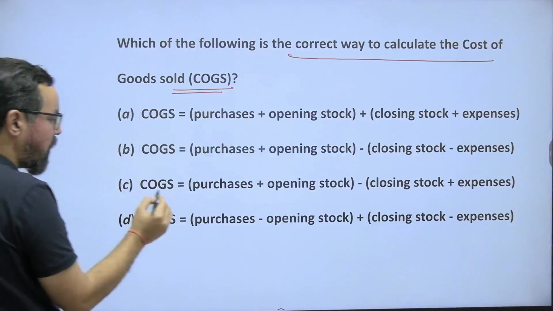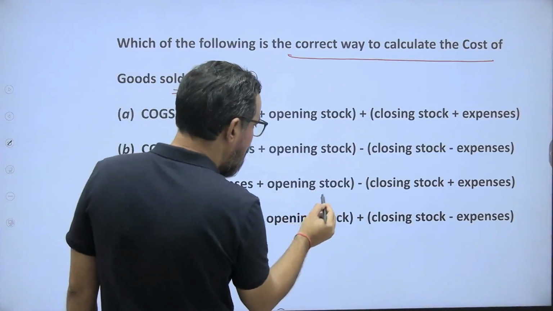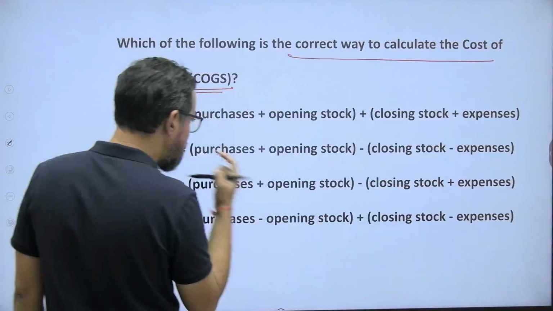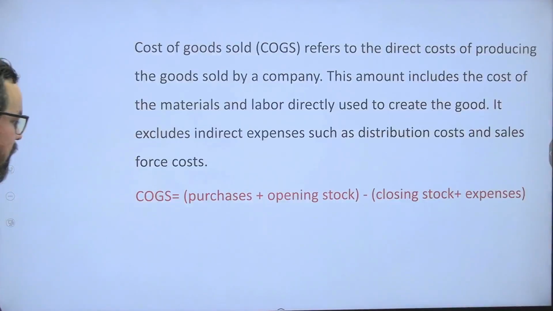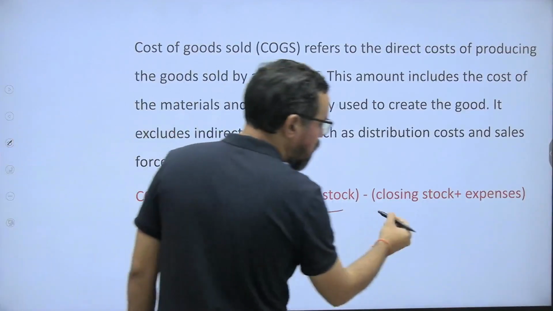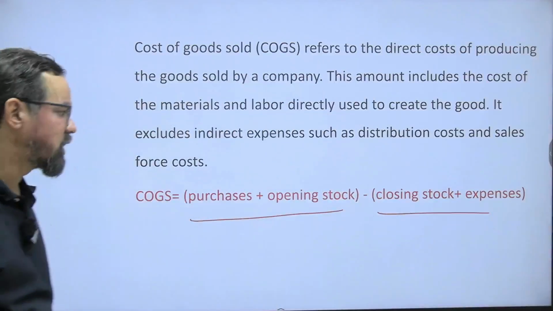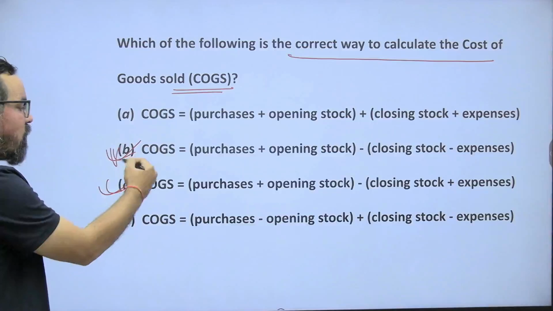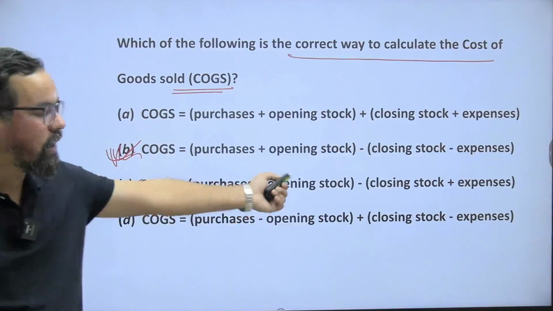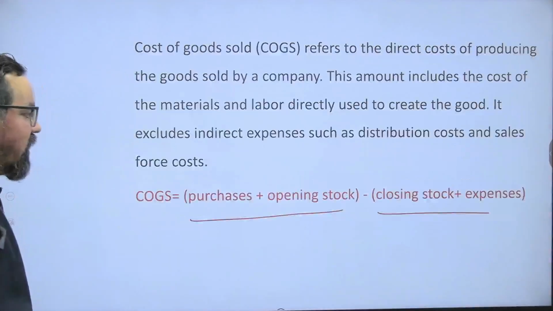Purchase plus opening stock minus closing stock plus, no, B will be the right answer. Sorry, B only will be the right answer for this one. Purchase, opening stock, closing stock, plus expenses. Plus expenses, what have I done? No, C is the right answer. The formula is the same, but we are using brackets and all. Okay, that's it. Nothing else.